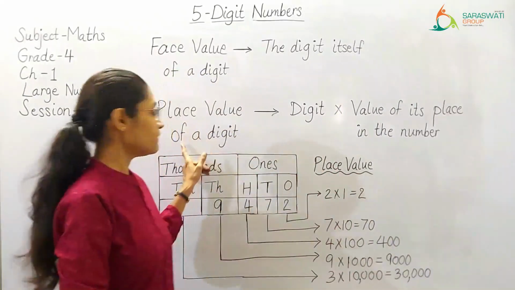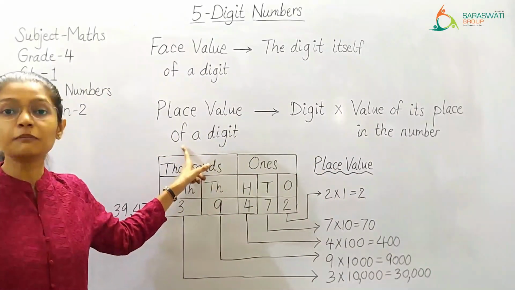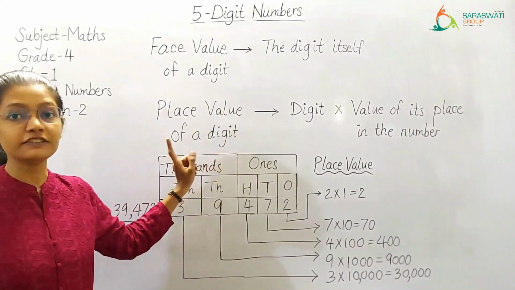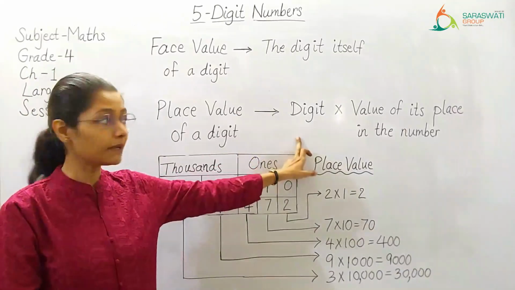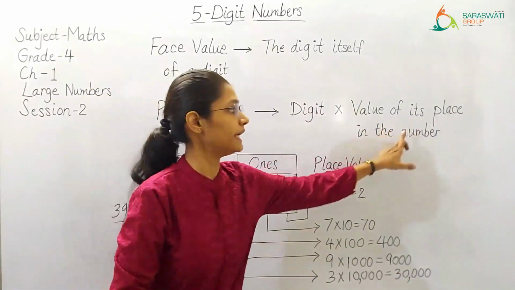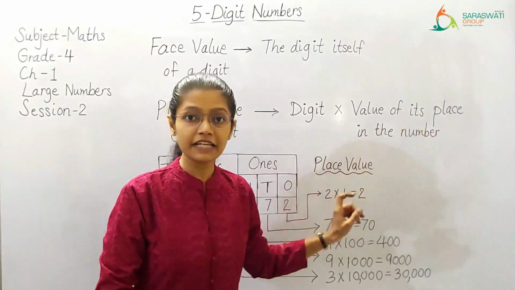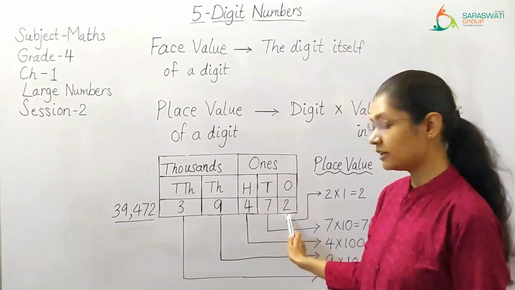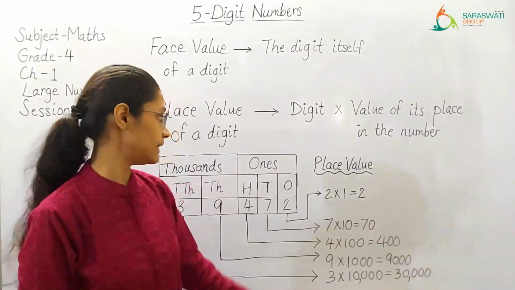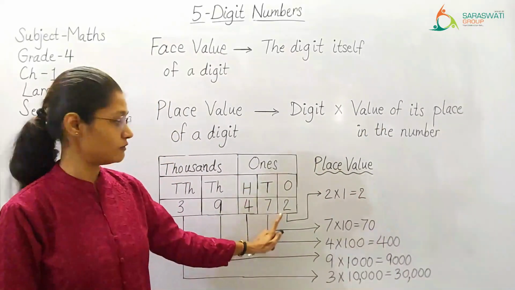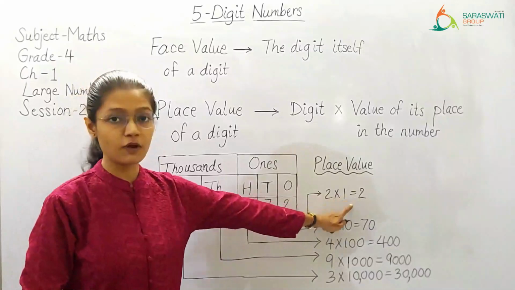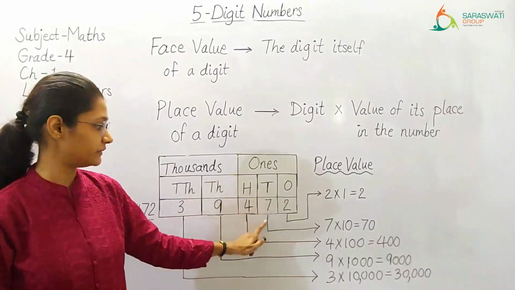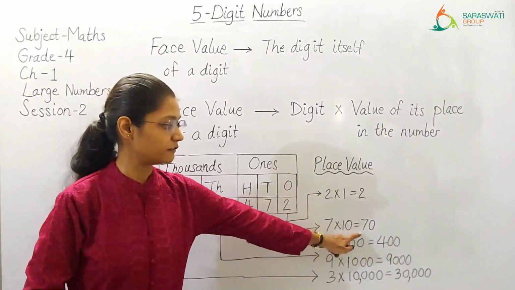Now, the place value of a digit in a number depends upon the position or the place of the digit in the number. And the place value of a digit is equal to the digit multiplied by the value of its place in the number. So let us take an example of this 5-digit number which is written in this place value chart. Starting from the ones place, the place value of 2 is equal to 2 multiplied by 1, which is 2. Then the place value of 7, which is at the tens place, is equal to 7 multiplied by 10, which is 70.